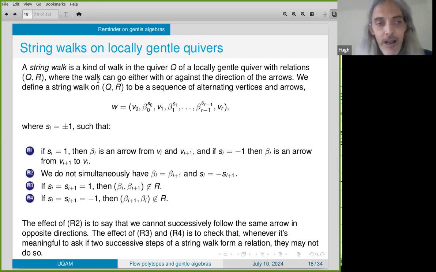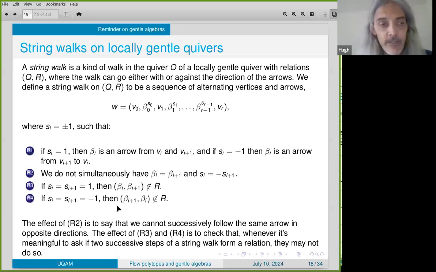Each step in the walk is allowed to go either with or against the direction of the arrows, which might not be the most intuitive thing at first glance. So it's a sequence of vertices and arrows alternating: vertex, arrow, and so forth. But we record these signs, s_i, to keep track of whether we're going with the arrow, which is s_i equals 1, or against the arrow if s_i is -1. And then there's a few conditions. You're not allowed to immediately backtrack. So if you take an edge, you're not allowed to then immediately take the same edge in the opposite direction. And you have to avoid relations. Whenever it would make sense for there to be a relation, it's not allowed for it to be a relation.